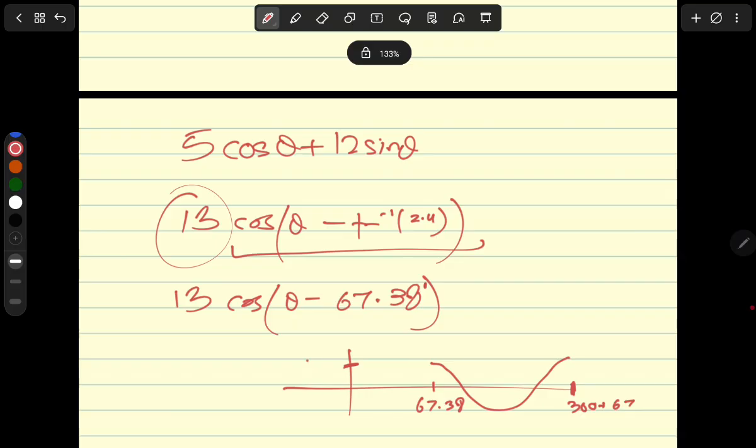So the maximum value 13 and the minimum value minus 13 occur. The maximum value occurs at 67.38 and 360 plus 67, whatever that is, 427.38, I don't know, right? And the minimum occurs at 180 plus 67.38. Okay, so it's as simple as that, nothing fancy here.